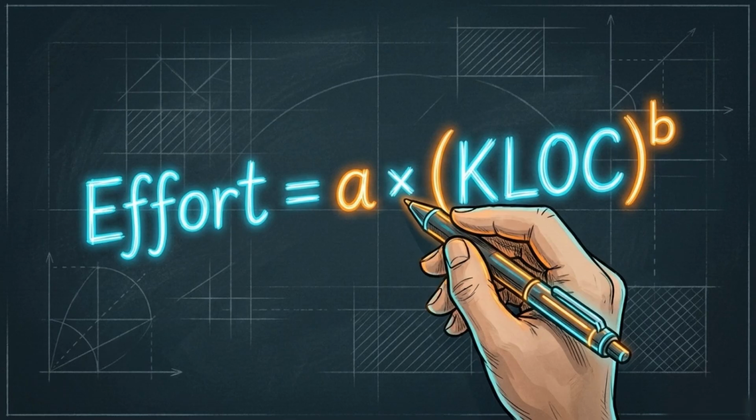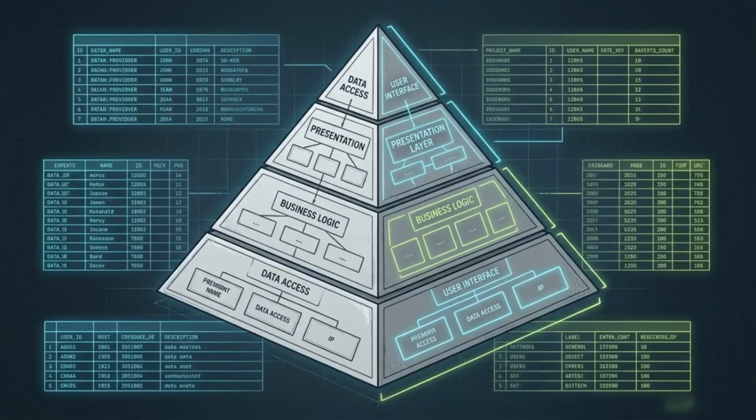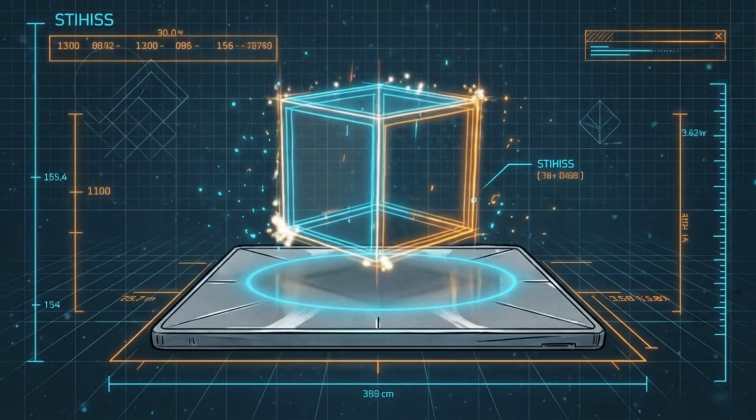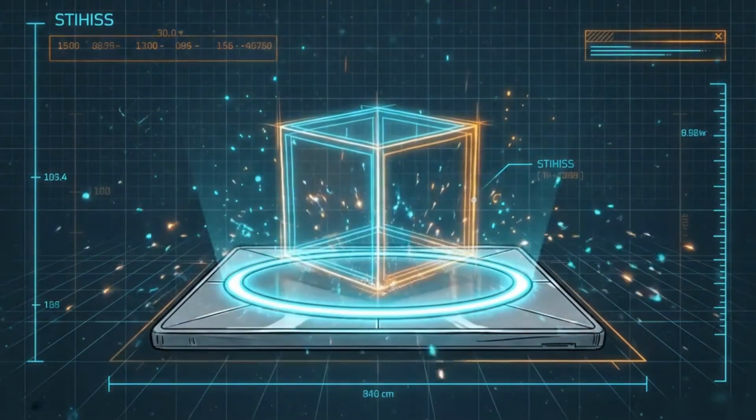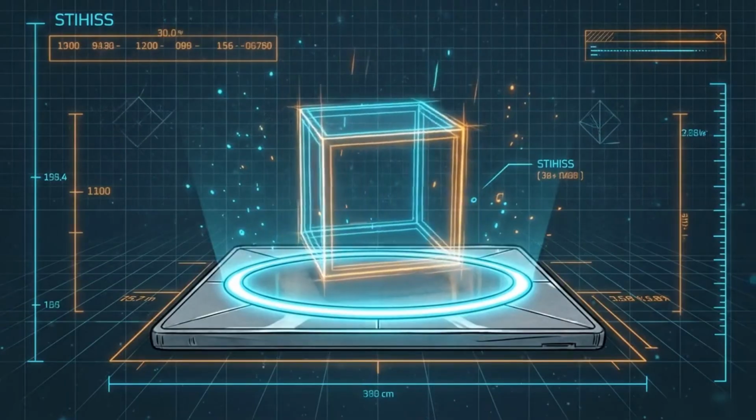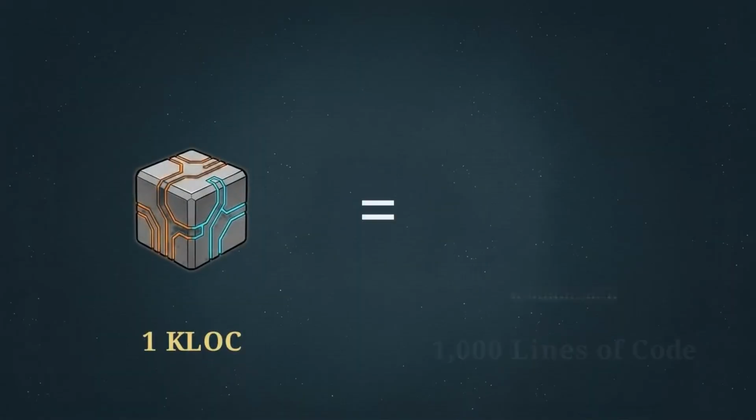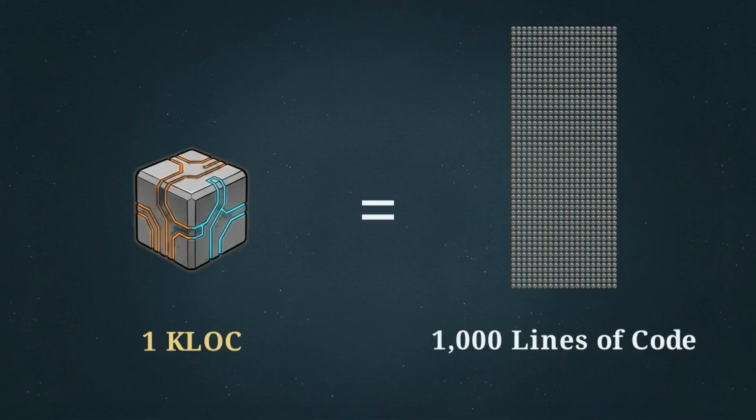COCOMO takes project planning out of the realm of blind guessing and turns it into a verifiable mathematical science based entirely on past evidence. Before you can run the COCOMO formula, you need one primary piece of information: the total estimated size of your software program. We measure this size in a unit called KLOC, which stands for kilo lines of code.